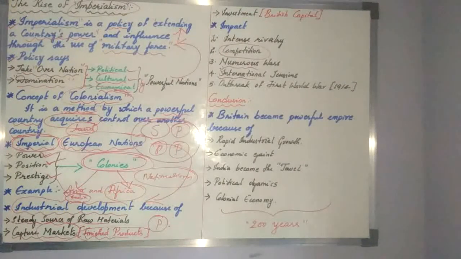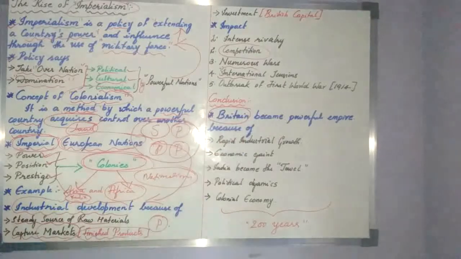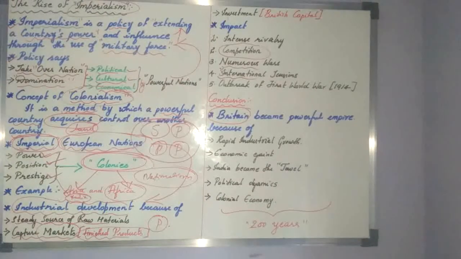So as we conclude the lesson, overall, if we see, in the European countries, England, that is Britain, was one of the most powerful empires, which became so because of the industrial development. Britain, England, the British, they are the ones who exposed the people to the start of industries.